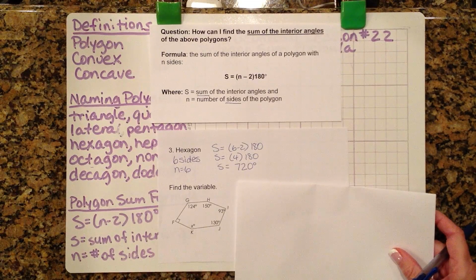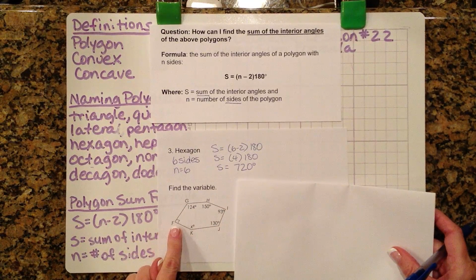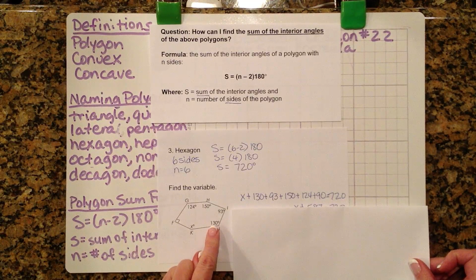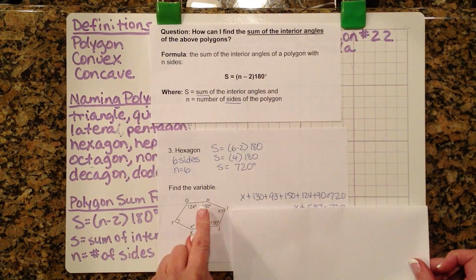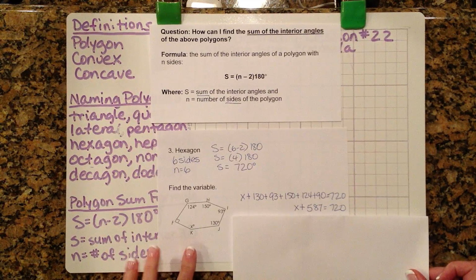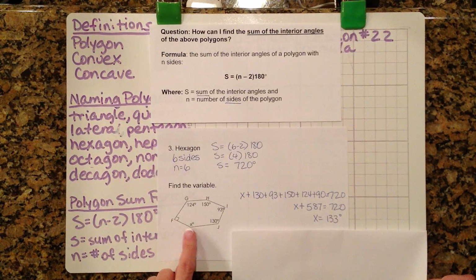And let's look at an example right here. Here's a hexagon. I know all my angle measures except x right here. What's this one? That's going to be 90. That's a right angle right there. So I'm going to make a math sentence. I've got 130, x, 130, 93, 150, 124, and 90. And all that adds up to 720. Okay, so make sure you add up all your numbers correctly. And then subtract 587 from both sides, and I get x is 133. So this angle right here is 133 degrees.